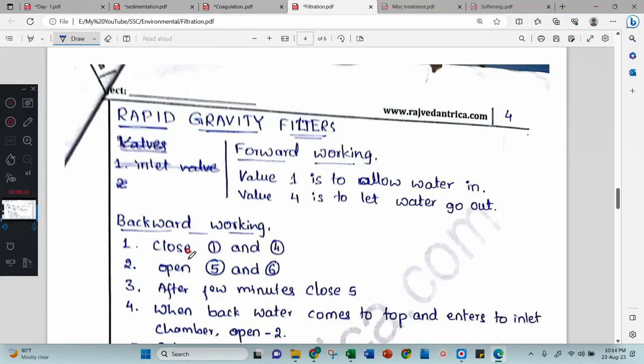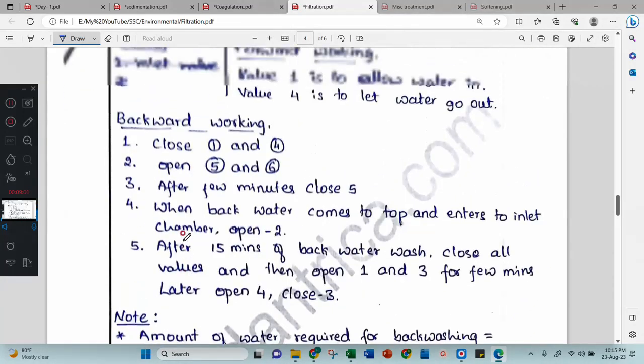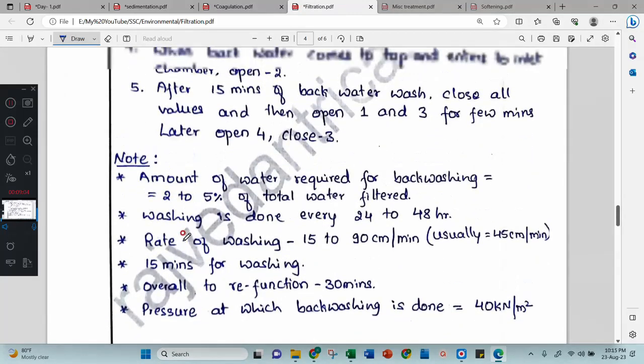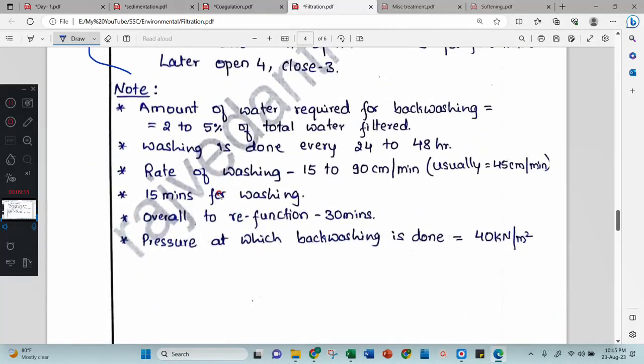Okay. Next, rapid gravity filter, or rapid sand filter. Here we have two types of working in this RSF: one forward working and another backward working. Forward working means the water is coming from the top, it is filtered, and the water goes out. Backward working means washing of the filtration. Then valve 1 is to allow water in. For this we have to use one figure. I will show you that figure later, because all the numbers 1, 2, 3, 4 are there, and I will explain later.